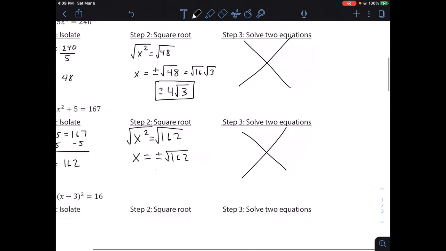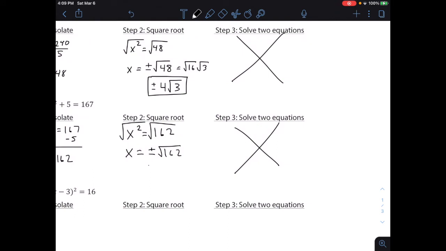And so maybe the thing we should do is come over here to the right and make a quick little list. So 162 can be 1 and 162, 2 and 81. All right, that 81 is something that can be simplified, right? Because 81 is 9 times 9. So we could write this as the square root of 81 times the square root of 2, right?